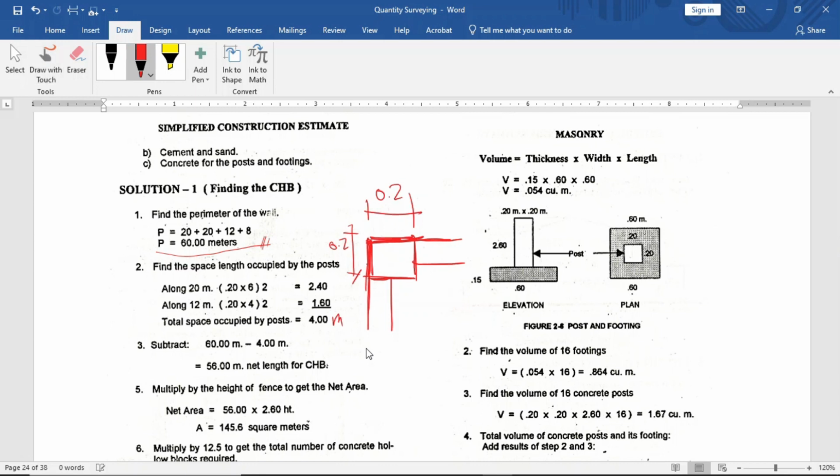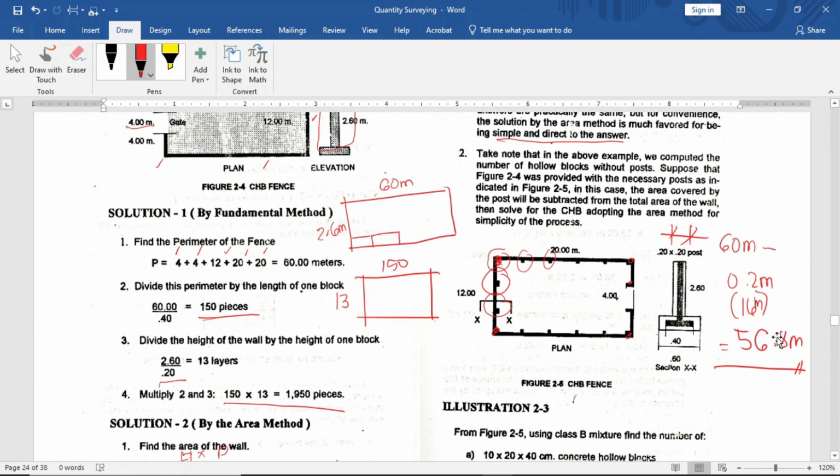4 meters. So, 6 minus 4 meters. So, yung kanina dito, yung nasob natin dito, hindi pala natin na-consider yung sa ito. Parang binilang lang natin yung post, which is may mali. So, dapat consider rin natin yung column dito.